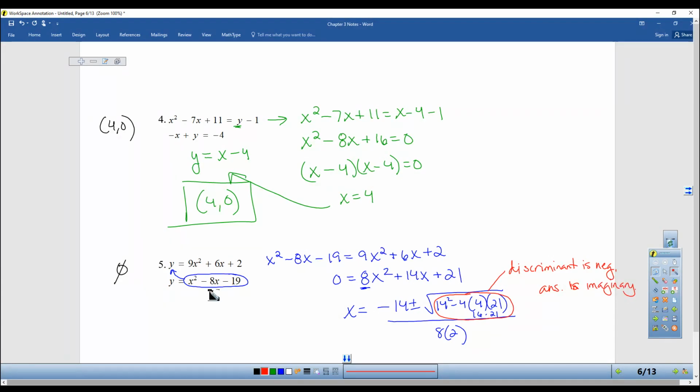So where do these two parabolas intersect? They must not. They don't have any points in common because you're going to get an imaginary solution. What should you write for that? No solution.